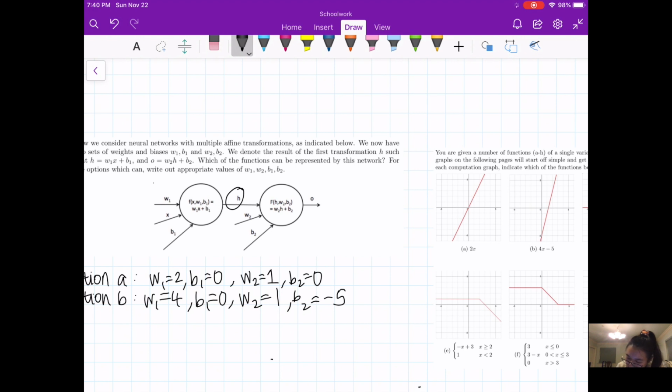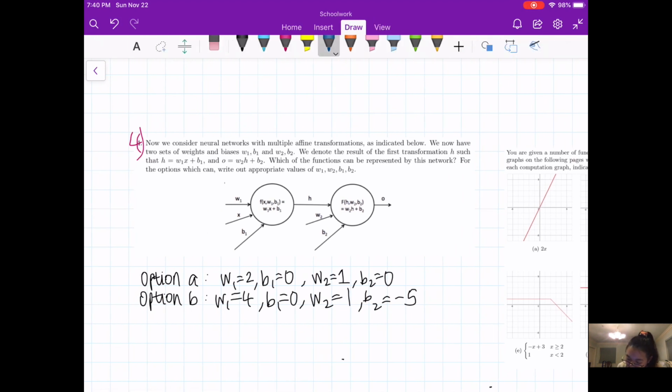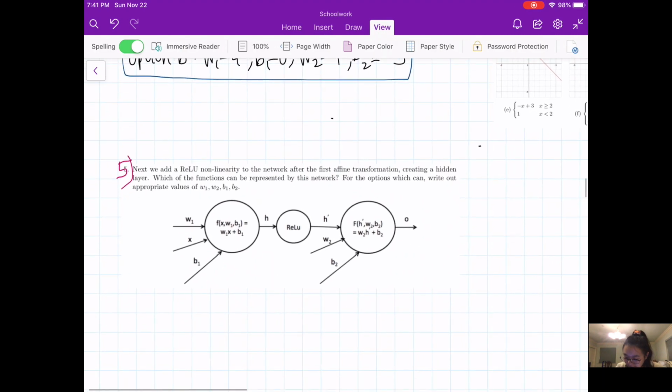So essentially we are just taking the first node and doing the multiplication scaling with that node, and then we are using the second node to actually do the bias shift. So these are examples and evidence that option A and B work. Cool. So then now let's look at 5.